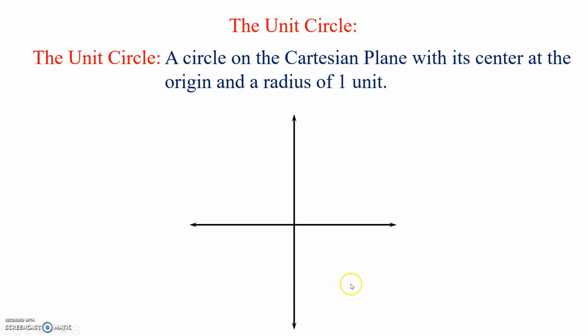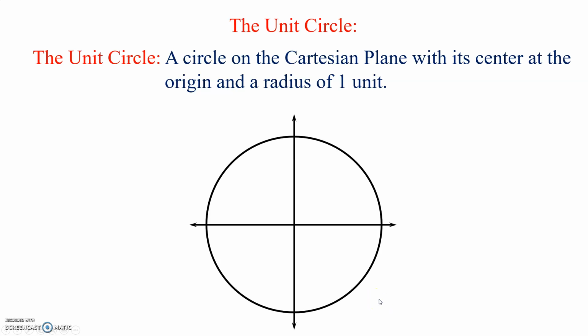Well, there's our Cartesian plane, the xy axis. There's our circle. And the circle is being drawn with its center at the origin and the radius is exactly 1 unit. Well, if that's the case, then we can identify these 4 points here: (1, 0), (0, 1), (negative 1, 0), and (0, negative 1).